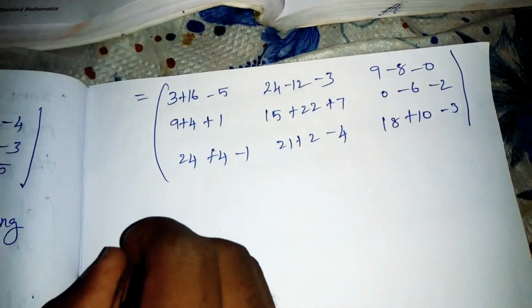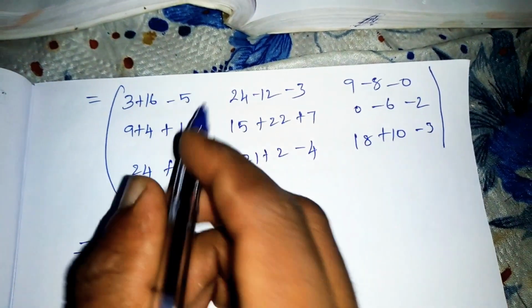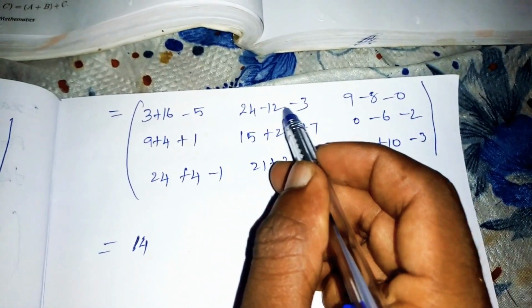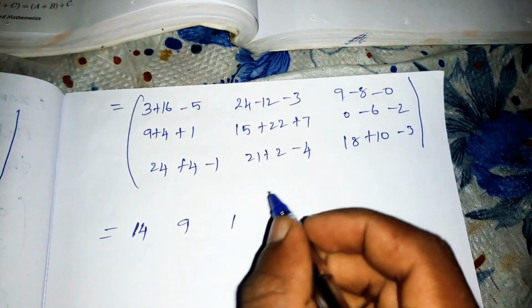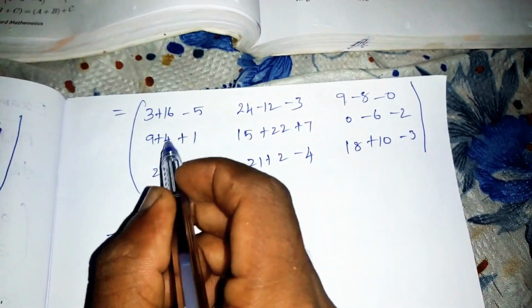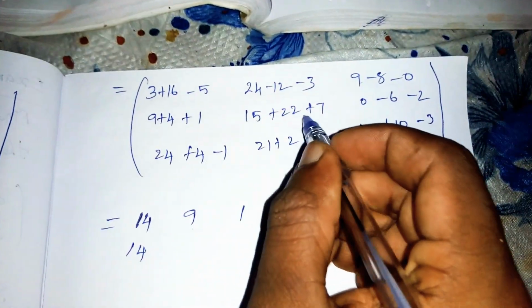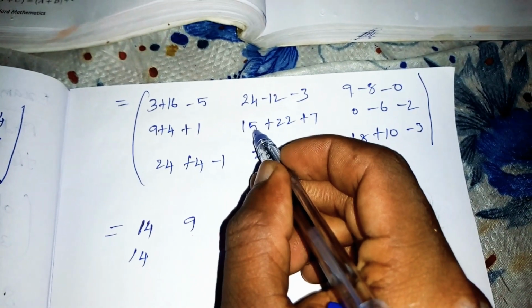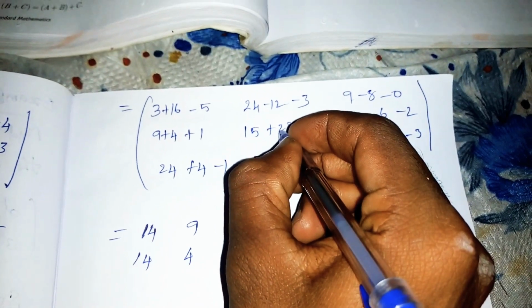With the adding now, again 3 plus 16, 19, 19 minus 5, 14. The same way, 15 minus 24 plus 9. Again, 9 minus 8, 1. 1 plus 9, 10; 10 plus 4, 14. Then 15, 22, everything is plus. Again, 2 plus 9, so 2 plus 7, 9. 9 plus 5, 14. Balance is 1, 1, 2, 4.